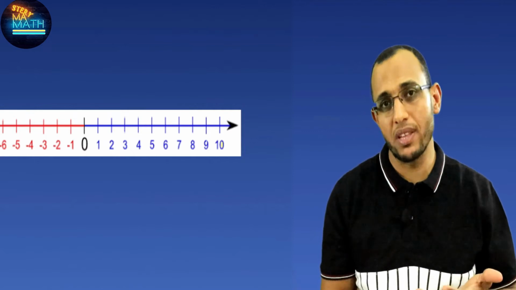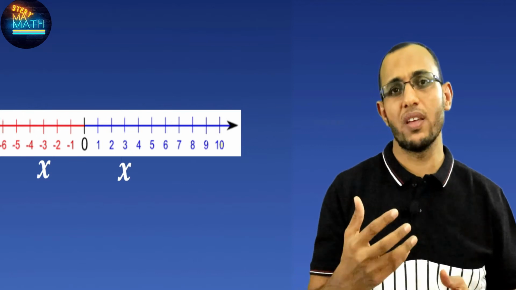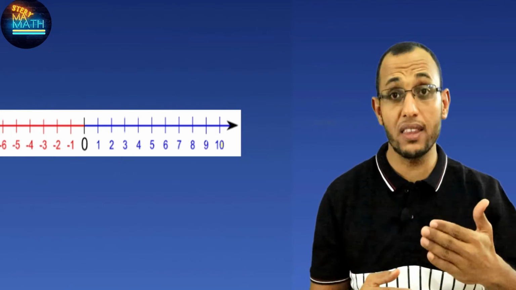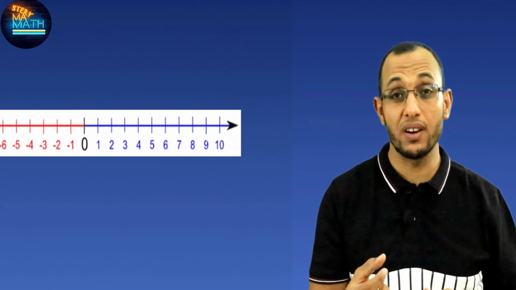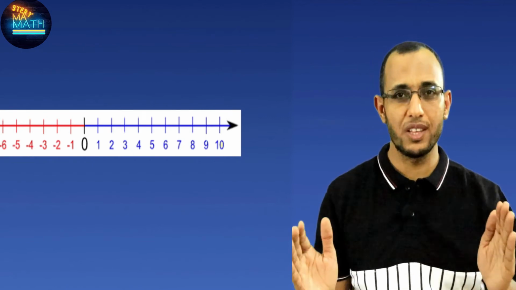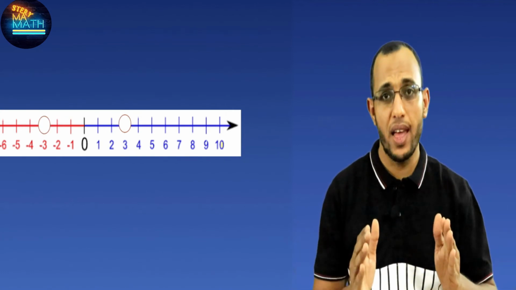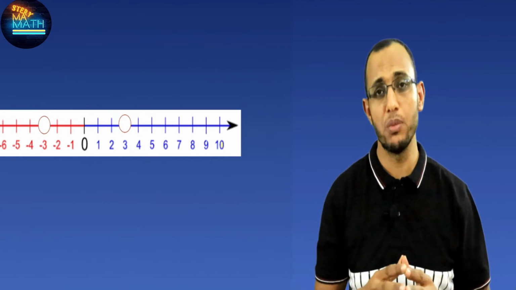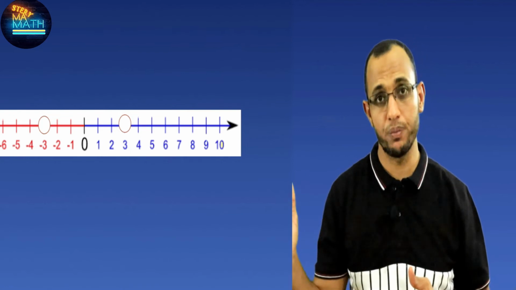So, when I say the absolute value of x is equal to 3, that means x maybe is equal to 3, or maybe is equal to -3. And when I say the absolute value of x is less than 3, that means what are the numbers whose absolute value is less than 3? You'll find all the numbers in between -3 and 3 will satisfy that. And when I say the absolute value of x is greater than 3, that means what are the numbers whose absolute value is greater than 3.